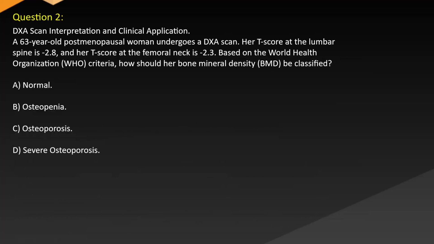Question 2. DXA scan interpretation and clinical application. A 63-year-old postmenopausal woman undergoes a DXA scan. Her T-score at the lumbar spine is negative 2.8, and her T-score at the femoral neck is negative 2.3. Based on the World Health Organization (WHO) criteria, how should her bone mineral density (BMD) be classified? A. Normal. B. Osteopenia. C. Osteoporosis. D. Severe osteoporosis.